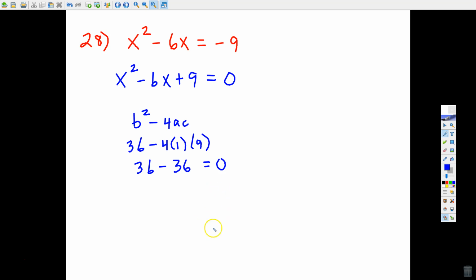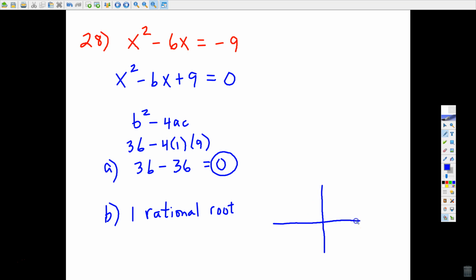So as we mentioned earlier, there's 4 possibilities. First of all, that's your answer for part A. The value of the discriminant is 0. Well, part B says, what does that mean in terms of the number of solutions or roots, and what kind are they? Well, if the discriminant is 0, that means we're going to have one rational root. To put it in terms of graphing, that's like saying we're going to have a parabola that has the vertex sitting on the x-axis. We're only going to have one x-intercept, and that's going to be the vertex.